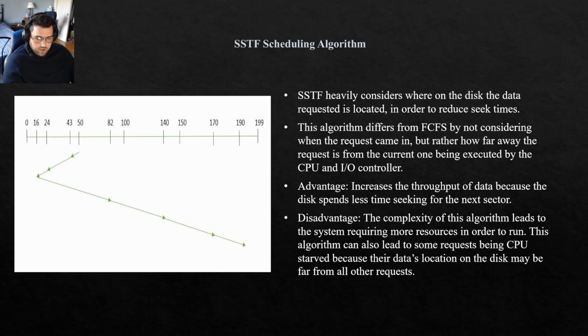The main advantage of the shortest seek time first algorithm is that it increases the throughput of data because the disk spends far less time seeking for the next sector to execute. However, this does come with disadvantages, as the complexity of this algorithm leads to the system requiring more resources in order to run. This results in slightly more overhead in finding the next closest location on the disk, and it also can lead to some requests being CPU starved because their data location on the disk may be far from all other requests. In this case, data located further away may have to wait for the CPU to execute before anything else is considered.